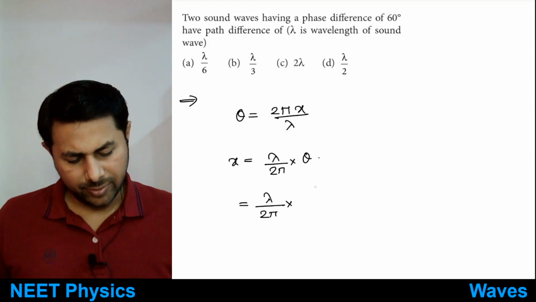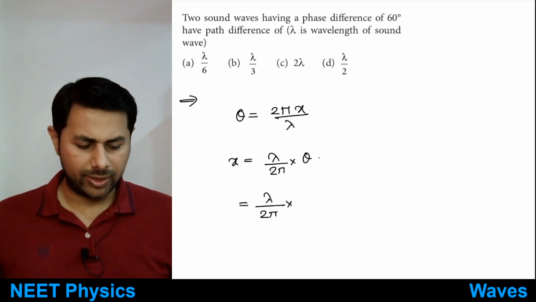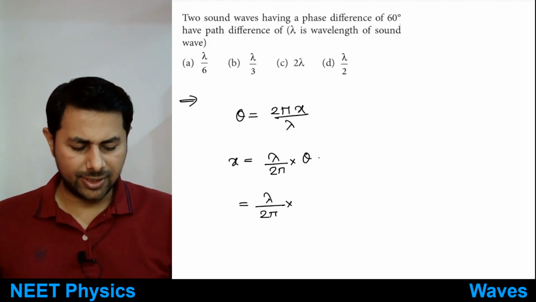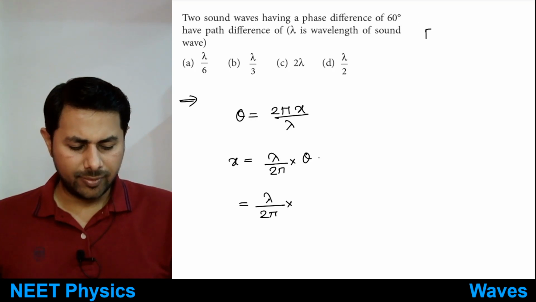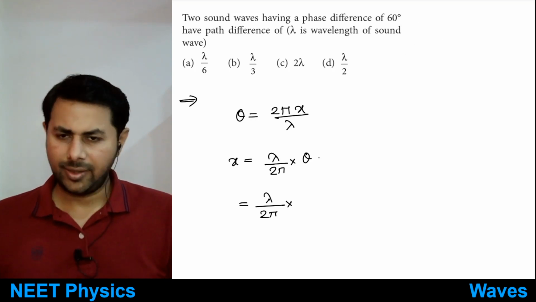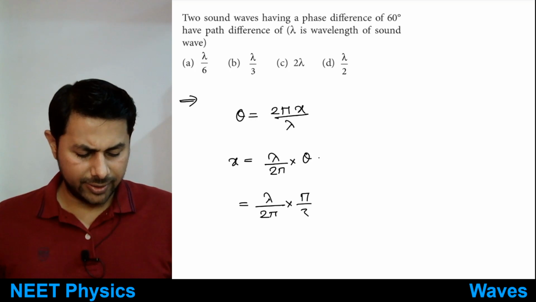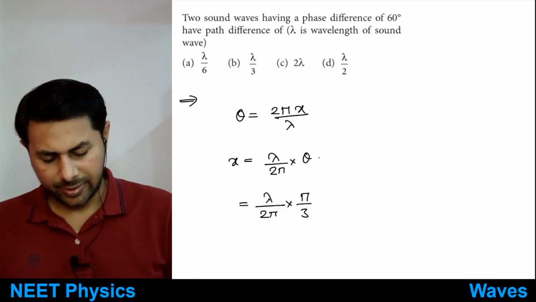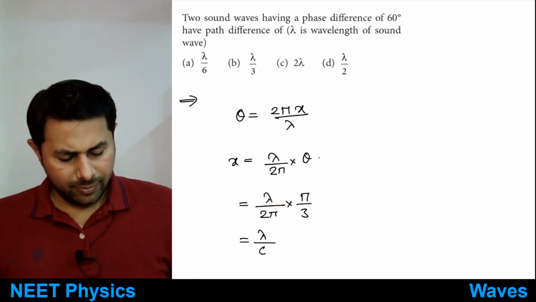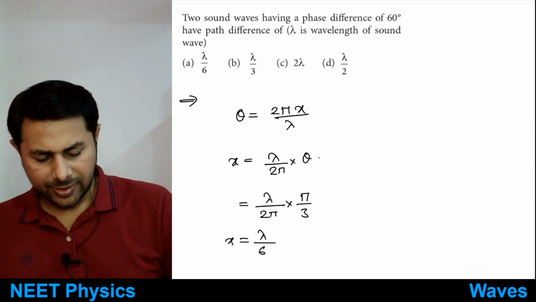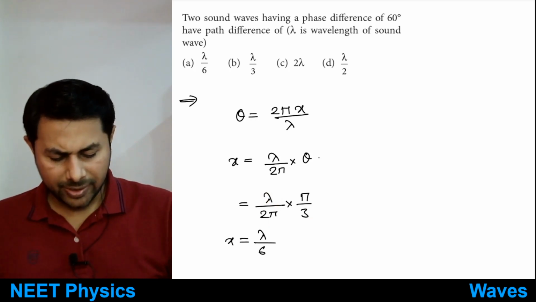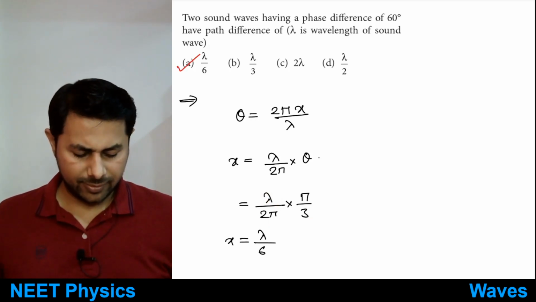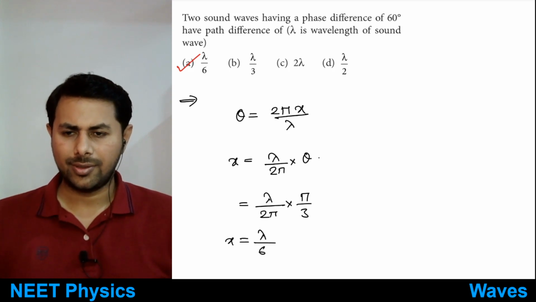What is theta? Theta is 60 degrees, but then we need to convert it to radians. So 60 degrees means pi by 3 radians, right? Then pi and pi get cancelled out, so it is lambda divided by 2 times 3, 6. So the path difference is just lambda by 6, right? This is simple.